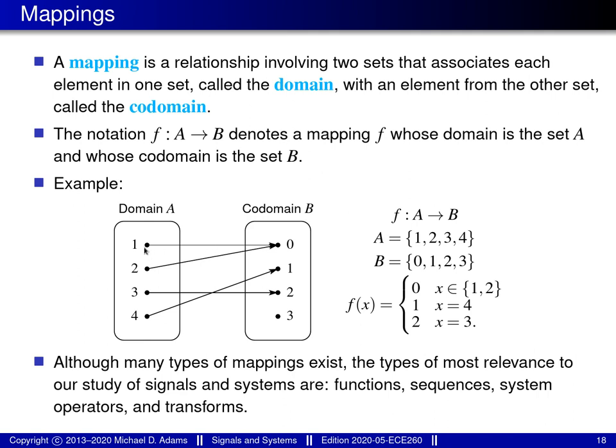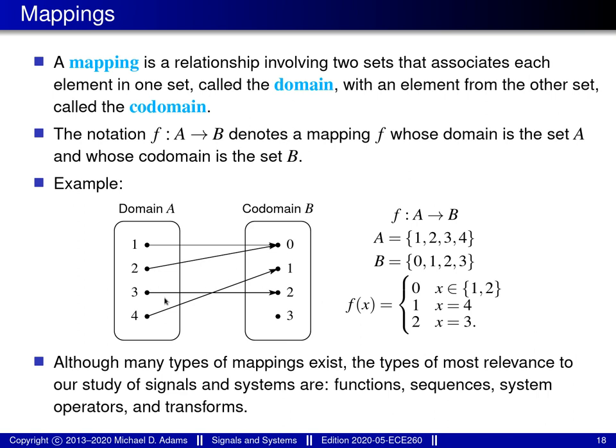So for example, the element 1 in the set A gets mapped by the mapping F to the element 0 in set B. And you can see this from the equation here, right? So if we take the element 1 from the set A and plug it in for x, so set x equal to 1, if x is 1, then the value of this function is going to be 0. In other words, the value 1 gets mapped to the value 0 in the other set.